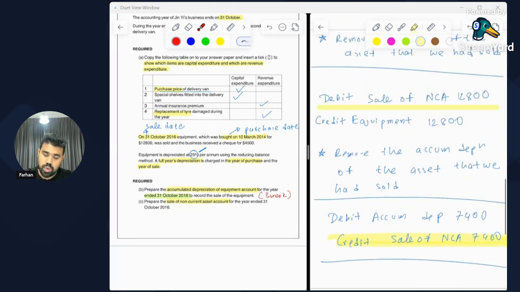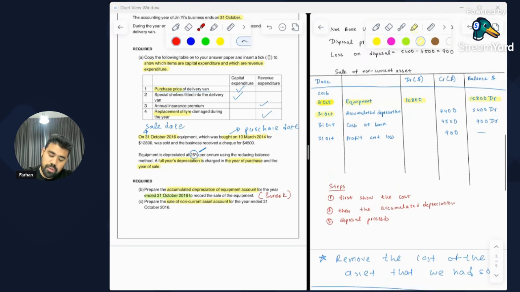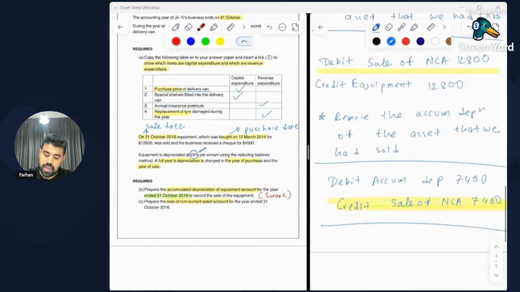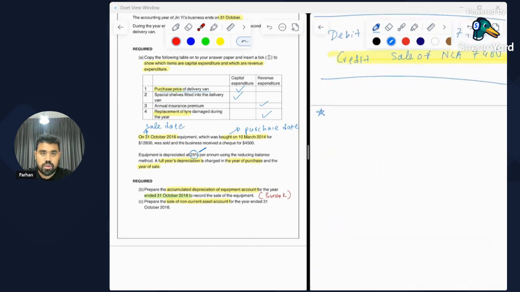So let's check what's happening. On 31st October, we are removing the accumulated depreciation, which we are recording in the sale of non-current asset, and we are showing it within the credit column based on the journal entry which we have done earlier, as you understand how it all relates. Previously, the balance was 12,800 debit. Now we have got 7,400 credit for the accumulated depreciation, which when offset with each other, leaves us with 5,400 with more weight on the debit side. Make sense? Now we will see the effects for the disposal proceeds.